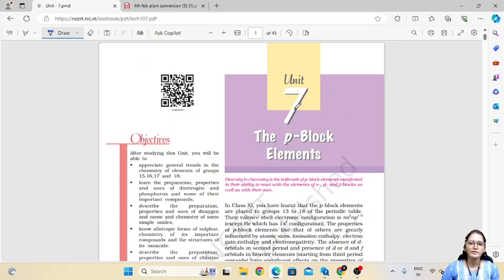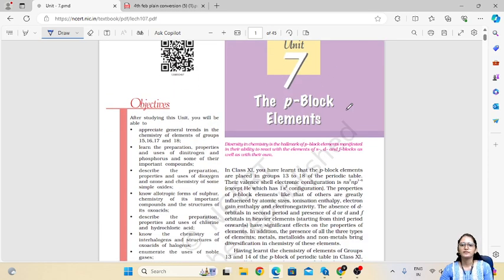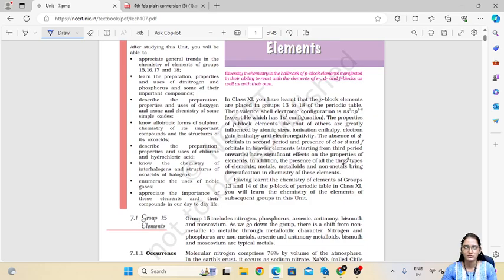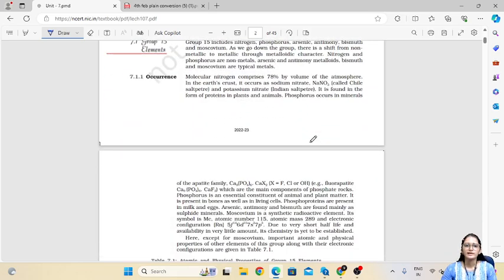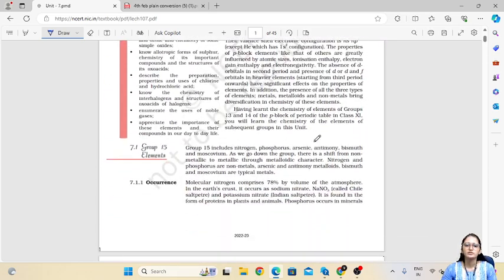P block elements actually had an introduction in 11th standard only. In P block elements we have a total of 6 groups: group 13, group 14, 15, 16, 17 and 18, of which 13 and 14 we have already studied in 11th standard. So in this chapter we are going to study 15, 16, 17 and 18 groups, the detailed information about these groups. So let us start with the configuration first.